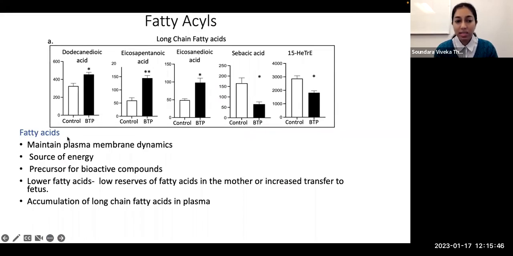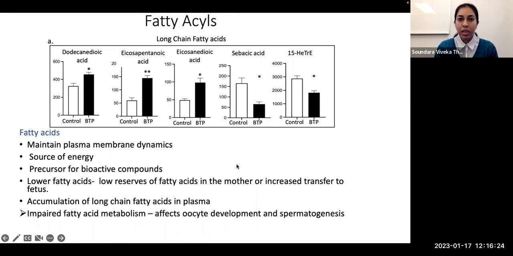One group is the fatty acid subgroup, which plays an important role in maintaining the plasma membrane dynamics, and they also act as a source of energy for the developing fetus. These are also precursors for bioactive compounds, and all this implies the importance of this class of metabolites in the development of the fetus. So here we see an accumulation of long-chain fatty acids in plasma, indicated by the higher levels in the biosolids group, but some of these fatty acids are also lower in the biosolid groups. The low levels in the mother could be reflective of increased transfer to the fetus or low reserves in the mother.